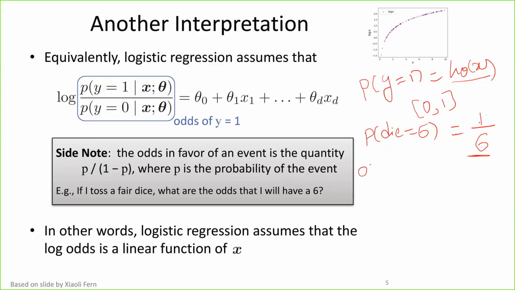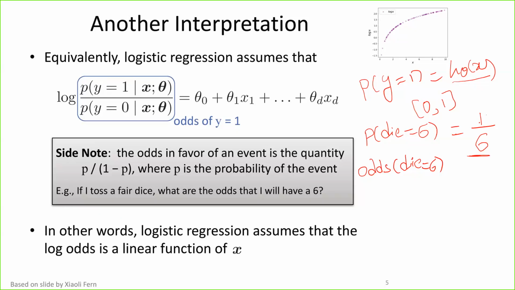Another question: what is the odds of die equal to 6? No, the odds definition is not that. There is a definition for the odds. Let me complete that. The odds also give the likelihood estimation of die equal to 6, but only it is on a different scale than the probability.